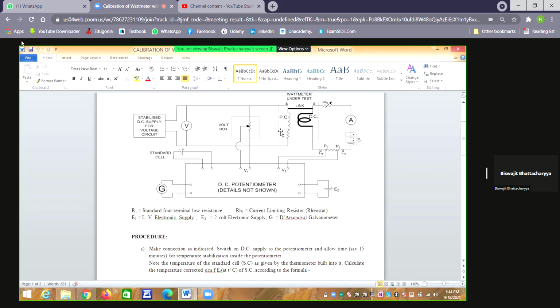So how we reduce? We insert a high valued series resistance in the pressure coil, and that series resistance is so high compared to the resistance of the pressure coil that most of the voltage will be dropped across the externally added series resistance. So it means what? So what is the voltage drop across the internal pressure coil? Actually, the voltage drop across the internal pressure coil is only, again, not more than 1 volt, much smaller than this, also in the range of millivolt.